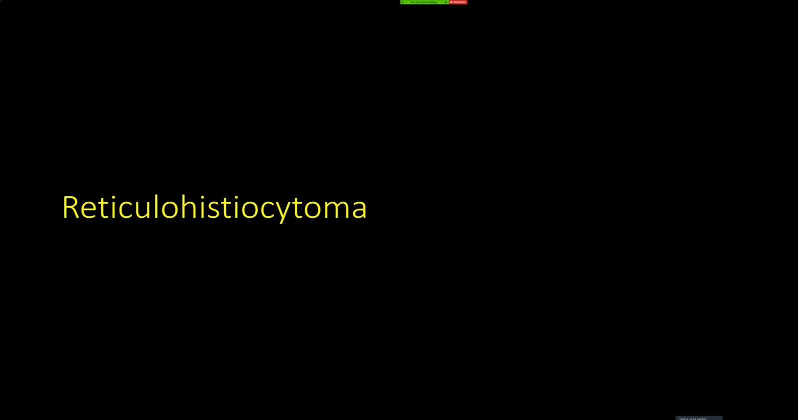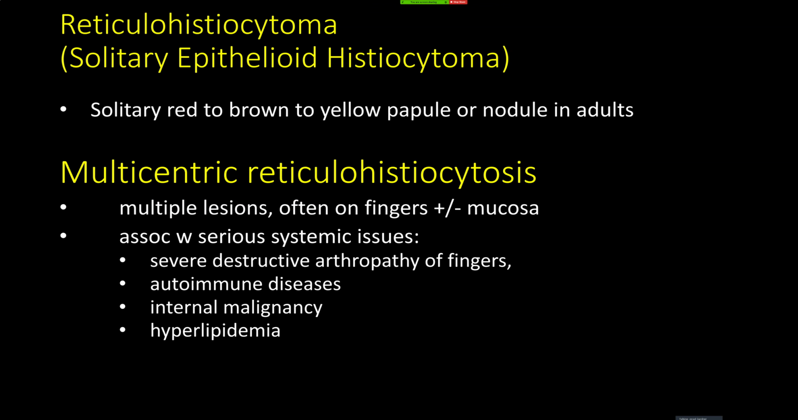Reticulohistiocytoma is much less common than xanthogranuloma, but I like to include it right here because it looks a lot like xanthogranuloma. So there are two forms. The solitary form, which sometimes people call solitary epithelioid histiocytoma, is a similar brownish, reddish-yellow papule, and it's solitary and it's a benign thing, okay?